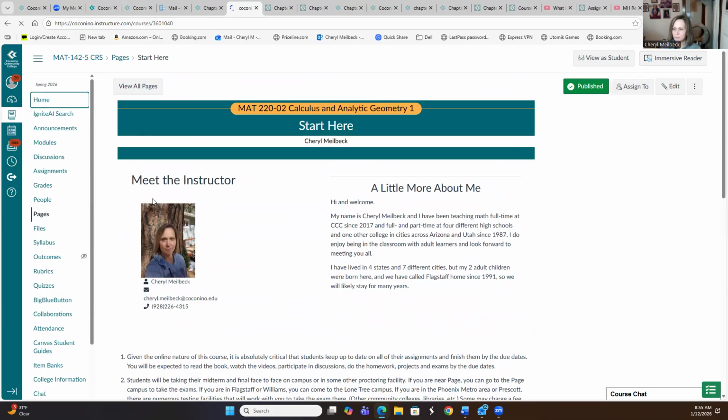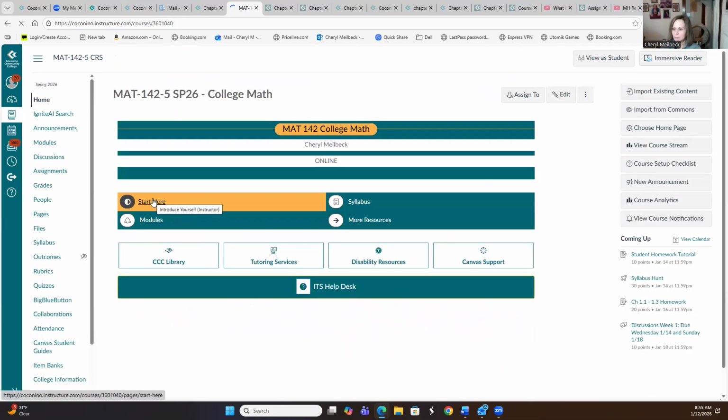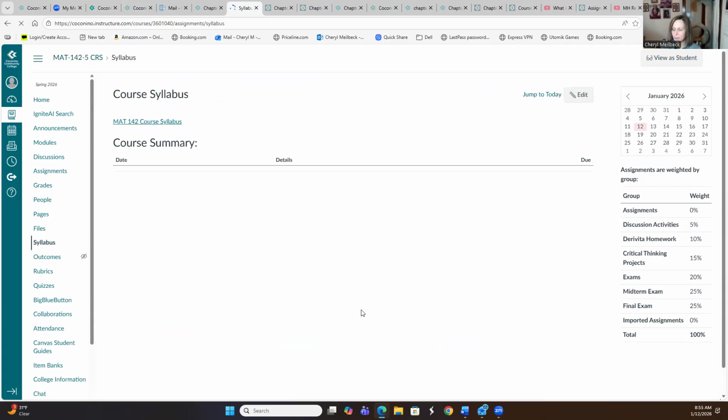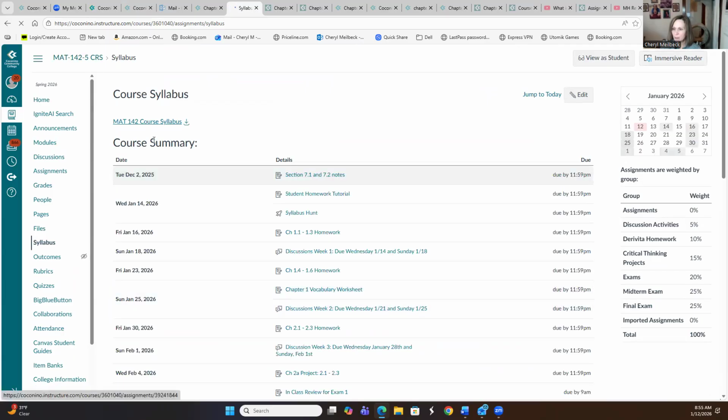Let's go back home. The syllabus is a very useful page. I like the syllabus page. If we go to that page, you can click and open the course syllabus and just week by week, you can see what is due and when it's due.